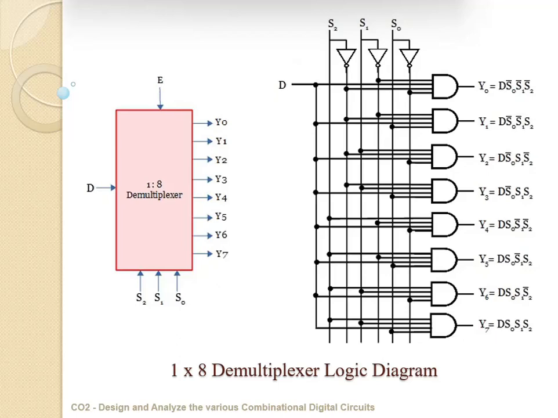If it is 1, 0, 0, the input D will be produced at Y4. If 1, 0, 1, the input D will be produced at Y5. If it is 1, 1, 0, the input D will be produced at Y6. And if it is 1, 1, 1, the input D will be produced at Y7. So this is the logical implementation of a 1 cross 8 demultiplexer.